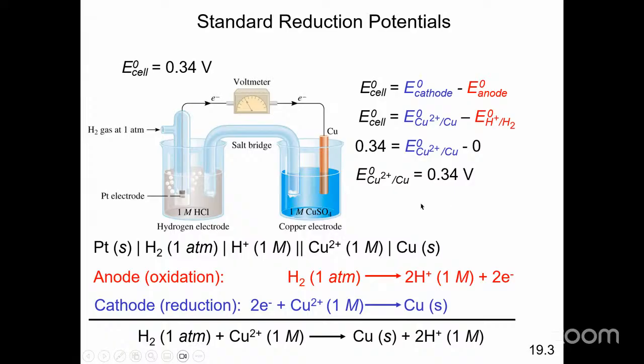So in both cases, in the case of the copper 2 plus electrode and the zinc electrode, you basically hook them up to the standard hydrogen electrode, do your measurements, and therefore determine the standard reduction potential of your copper or zinc relative to the hydrogen electrodes.